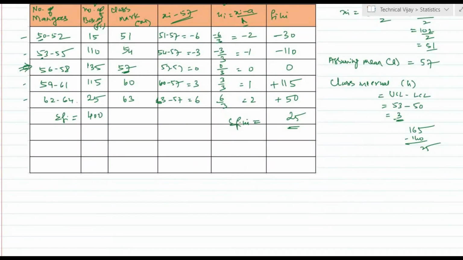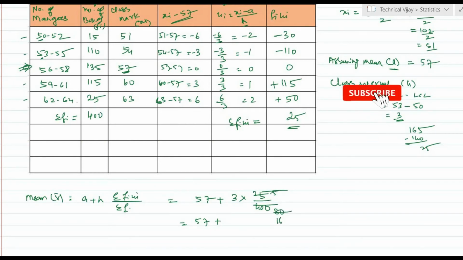Okay, the mean formula is given by: mean equals a plus h into sigma fi ui divided by sigma f. Here a is 57, plus h, that is the class interval, which is 3, into 25 divided by 400. So 25 divided by 400 is 1 by 16, and 3 by 16 remains.